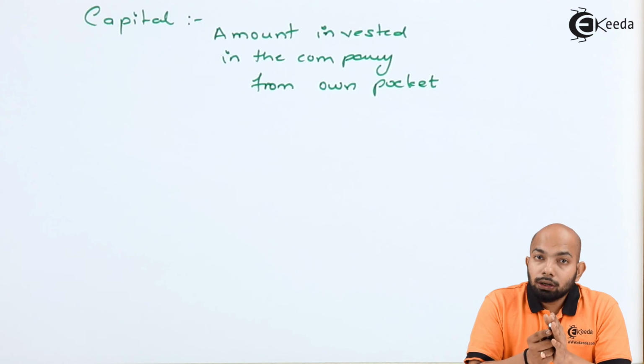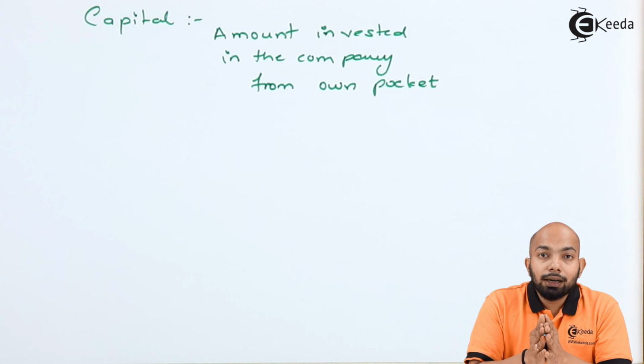Now, capital cannot be just an owner's amount. It can also be any kind of fund that has been taken due to issue of shares, debentures, preference shares. All these things will also form a part of capital. Reserves and surplus that we have will also form a part of capital. So all these things will fall under the category of capital itself.